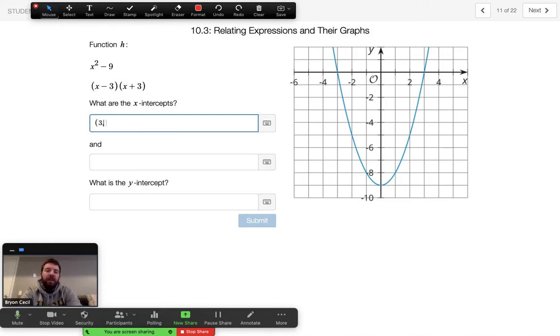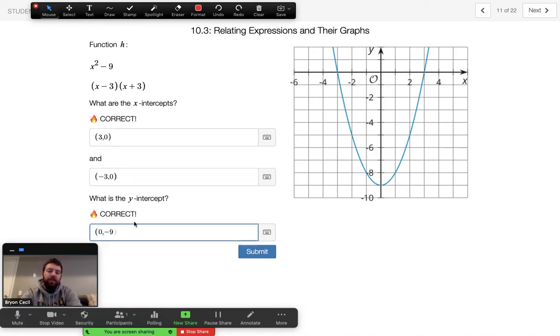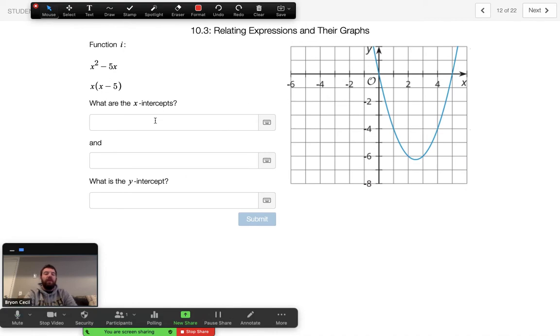And it would be (3, 0), because 3 minus 3 is 0, and (-3, 0), because negative 3 plus 3 is 0. And what's my y-intercept? I can look at the end here, and it's going to tell me (0, -9). Okay, and we forgot to put parentheses around these. Come on, people. There we go. Okay, got our coordinate points, so we need to make them look like coordinate points.